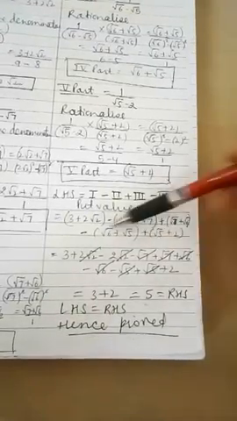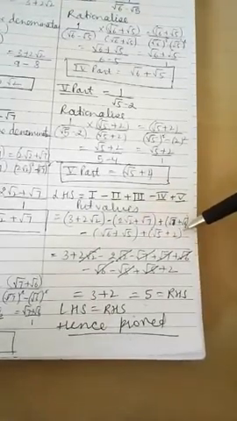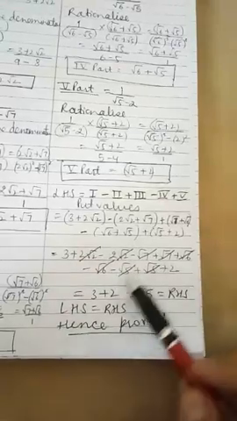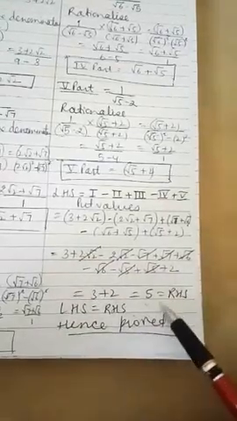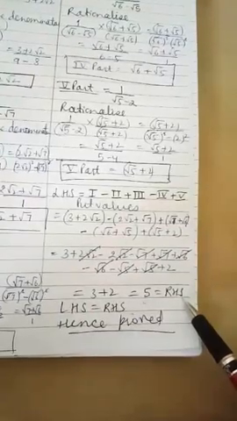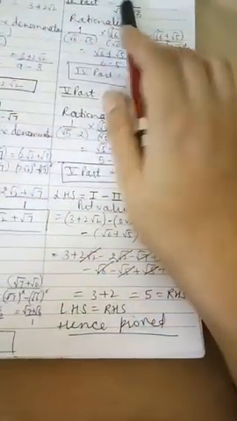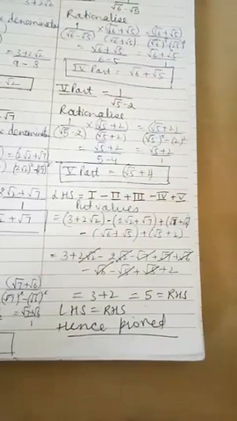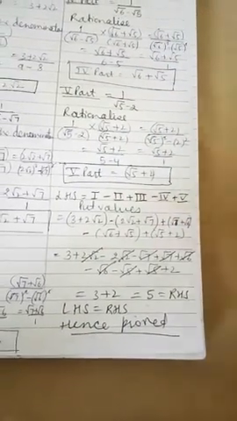You can see here we can put the values. After putting the values, you can see they all will cancel. So 3 plus 2 will be 5, which is the right hand side. This you have to prove. The solution of this left hand side should be equal to the right hand side. So by this we can solve question number 11.